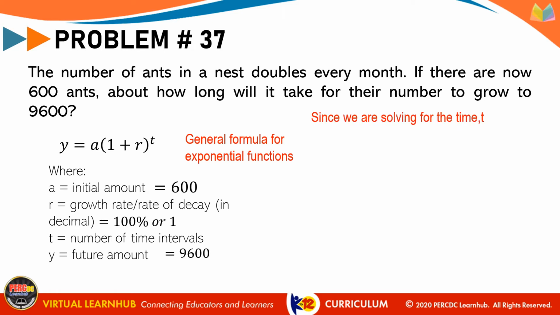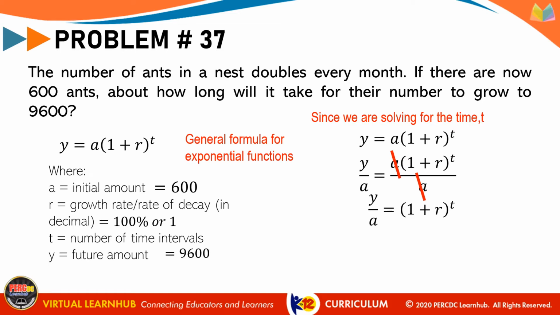Since we are solving for the time t, we let y equals a times (1 plus r) raised to t. We divide both sides by a, cancel a, and that will give us y over a equals (1 plus r) raised to t. Now, we take the logarithm of both sides. Logarithm of y over a equals logarithm of (1 plus r) raised to t. Remember that we can use any logarithm with any base. We can also use ln in this case. However, for example, we use logarithm with base 10.